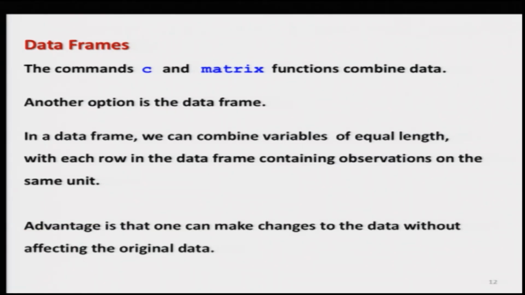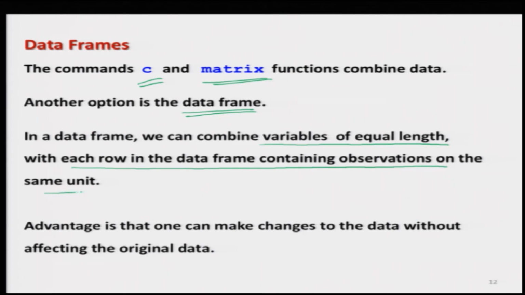Now you see, one of the basic objectives in our R program was that we always wanted to combine the data. For that we have used different types of commands, the c command, the matrix command, and another option is data frame. The data frame can also combine the variables, combine the data, but there is a condition that all the variables should have data of equal length, and every row in the data frame contains the observation on the same unit, right. And the advantage of converting the data into a data frame is that one can make different types of changes without affecting the original data.